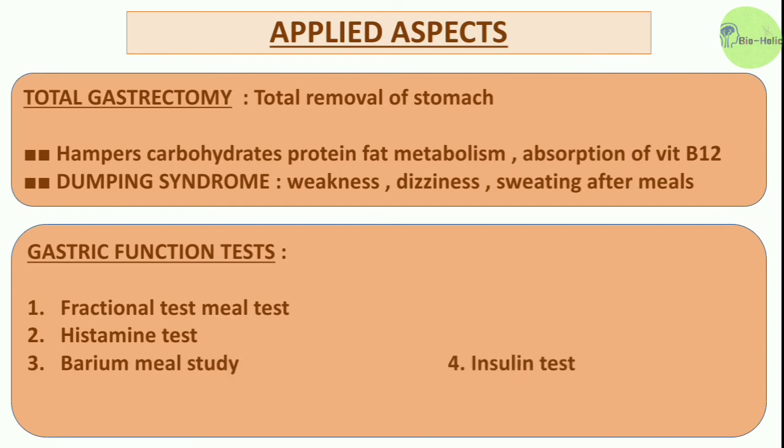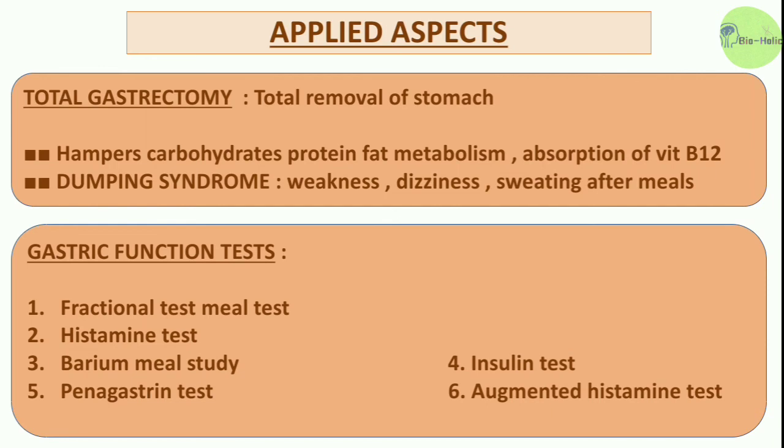The barium meal study. It is a radiographic evaluation of the status of mucosa and the lumen of upper intestinal tract. And the fourth one is the insulin test. This test is based on the fact that hypoglycemia produces vagal stimulation through hypothalamus, and this stimulation causes secretion of acid from the stomach.